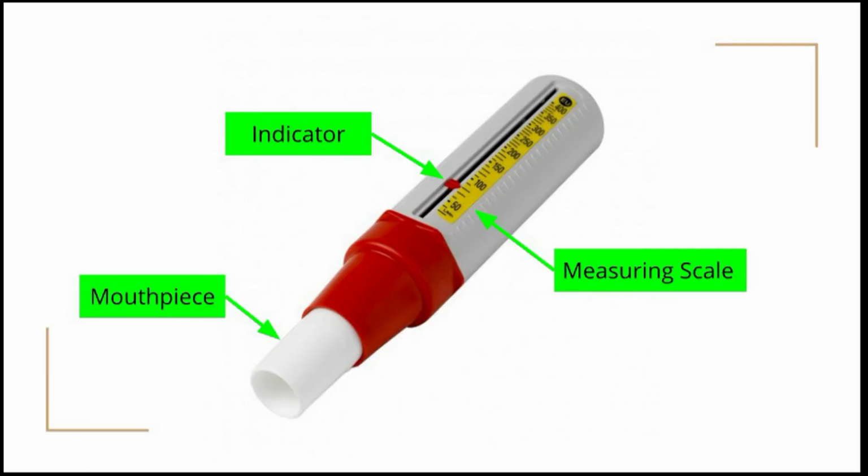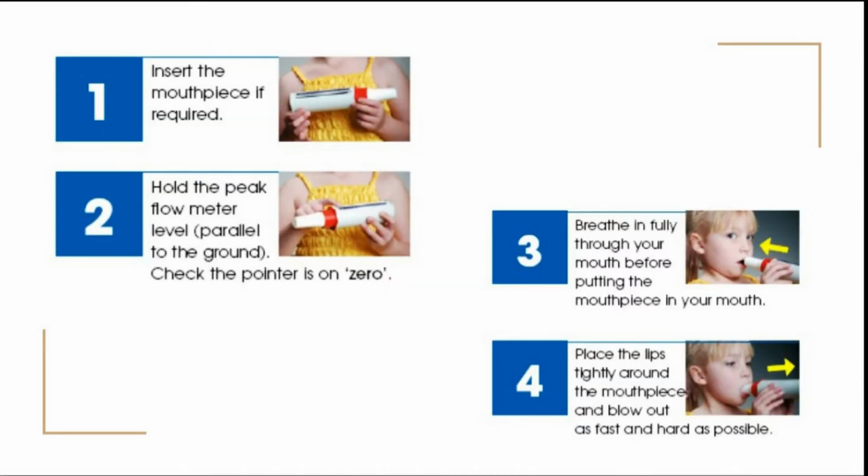So here is a picture of a peak flow meter. There are 3 main parts: the mouthpiece, an indicator which moves when you blow, and also a measuring scale. So next is how to use the peak flow meter correctly.